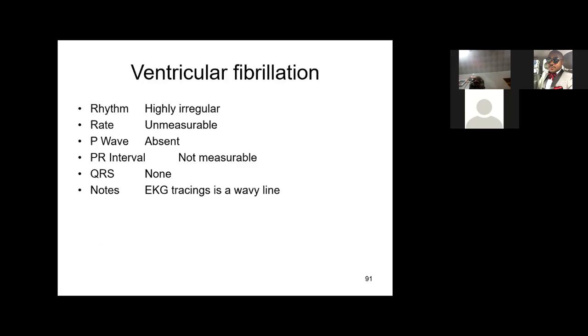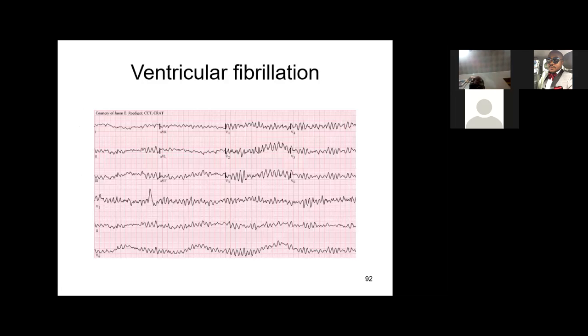Ventricular fibrillation: the rhythm is highly irregular, the rate is unmeasurable, the P wave is absent, the PR interval is not measurable, there is no QRS, and the ECG tracing is a wavy line. A classic example of ventricular fibrillation.